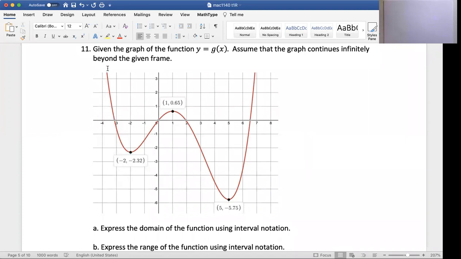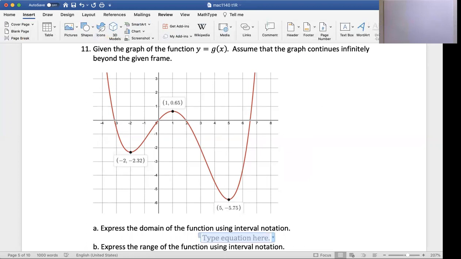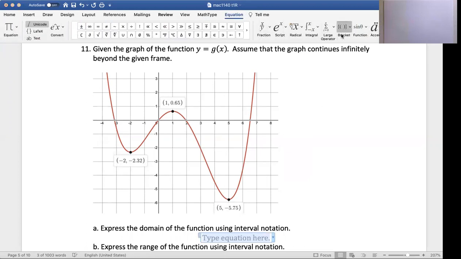Well, this gets very, very large. So it's heading up and heading to the left. This gets very large, heading up and to the right. The domain here is going to be all real numbers. So if I use interval notation, how do I do that? We're going to write it as negative infinity to positive infinity.